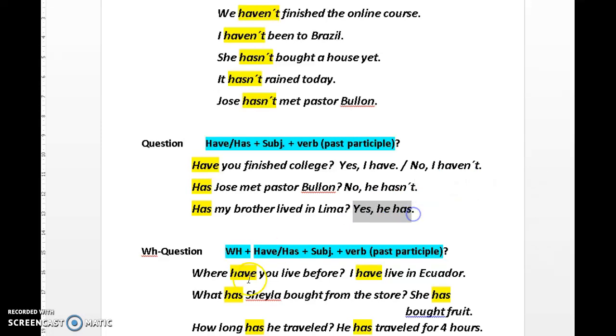Yes, he has. We also have WH questions or information questions. The structure is WH word plus the auxiliary have or has plus the subject plus the verb in the past participle form. For example, where have you lived before? I have lived in Ecuador. What has Sheila bought from the store? She has bought fruit.